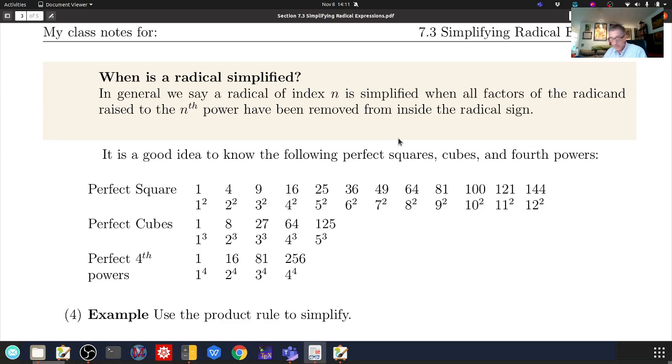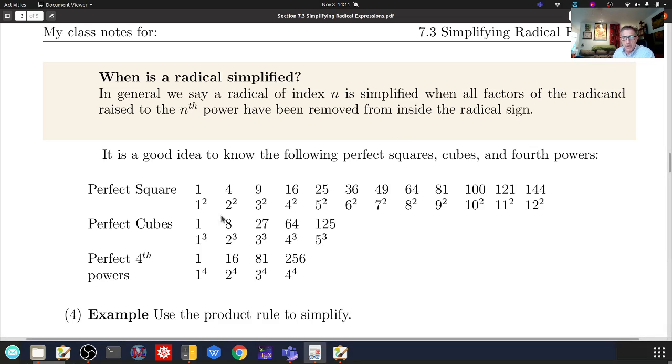So here's something that you want to include in your notes. So when is a radical simplified? In general, we say that a radical of index n is simplified when all factors of the radicand raised to the nth power have been removed from inside the radical sign. Every factor. So that's what we've actually been doing, and here's kind of the more technical definition.